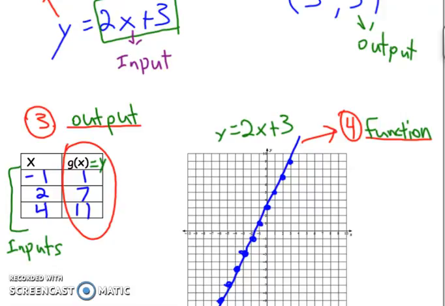If I input -1, I can go over from the origin 0, 0, right here. I can go over -1 and up 1. And holy moly, it's there. If I input 2, over to 2 from the origin, right here and up to 7, it's there. And if I input 4, it's going to be off the chart, but it'll be up to 11, it's right there. Input outputs, x and y values. Now it's time to practice a little bit.